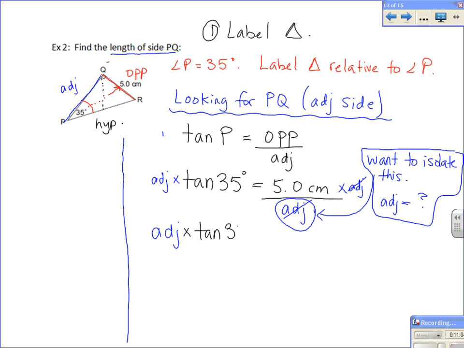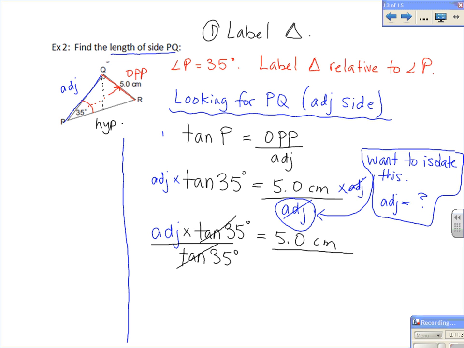So it's being multiplied by tan of 35, and that's equal to 5.0 centimeters. So what I'm going to do is divide both sides by the tan of 35. I'm dividing by tan of 35 because the adjacent side is being multiplied by tan of 35. I want to undo what's being done to it. So the opposite of multiplying is dividing, so I divide by the same thing.